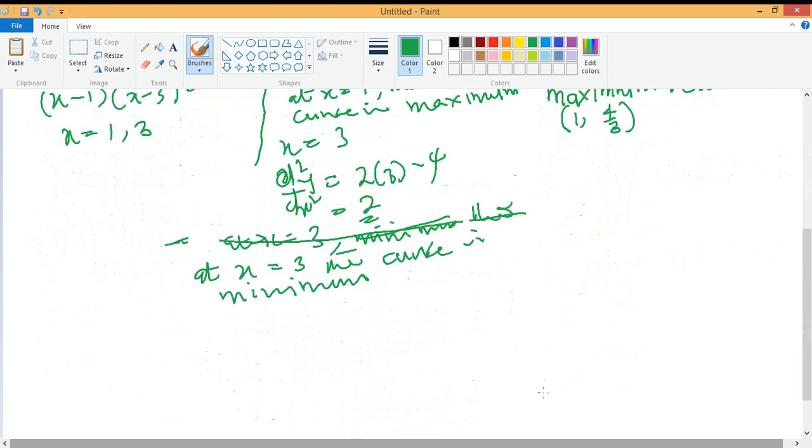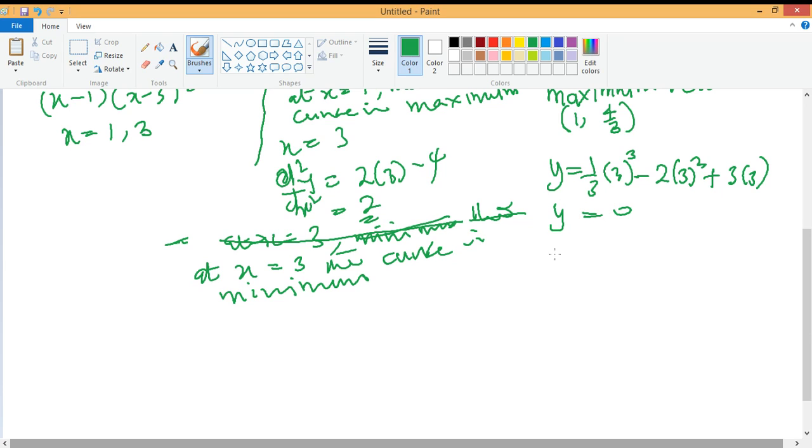Now we solve for the minimum point. Solve for the minimum point, and that means y is equal to 1/3 times 3 cubed minus 2 times 3 squared plus 3 times 3. Then solving, we have y is equal to 0. This implies the minimum point. Minimum point, we have x value 3, y value 0.